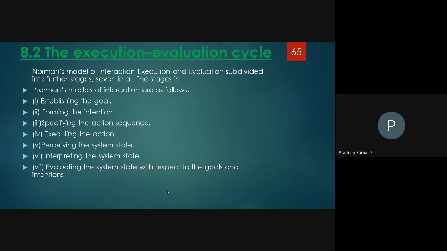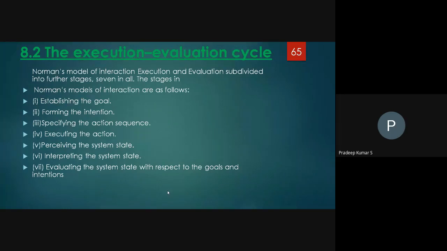Now, especially the seven points we have discussed: establishing the goal, forming the intention, specifying the action sequence, executing the action, perceiving the system state, interpreting the system state, and evaluating the system state with respect to the goal and intention. These are the seven stages of the normal interaction. Especially in the university exam, explain the seven-step model in the execution evaluation cycle. They asked it two times previously.